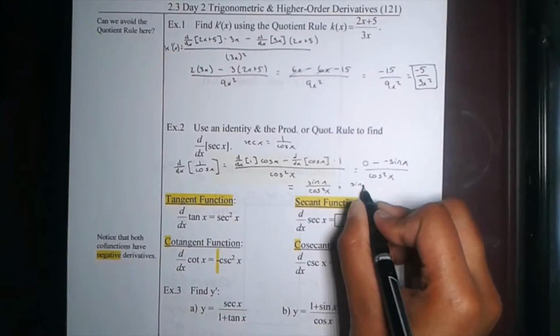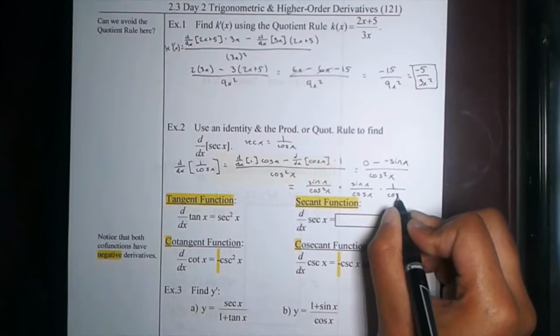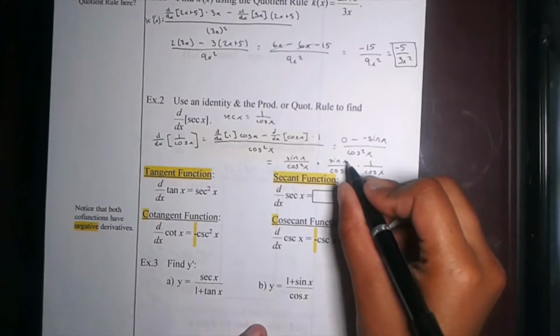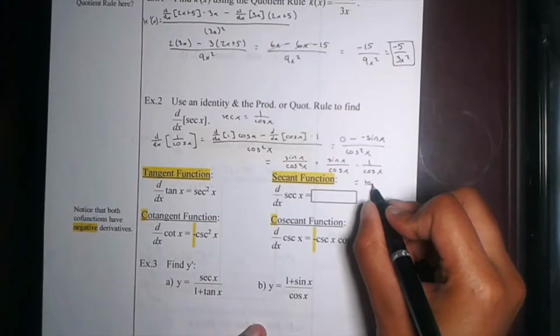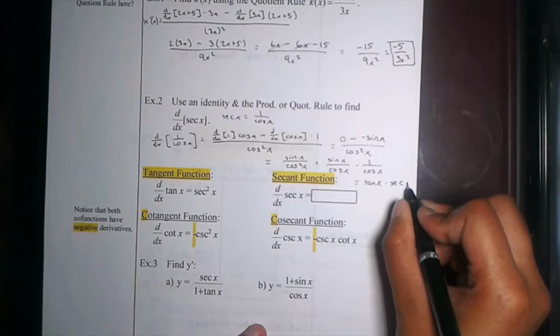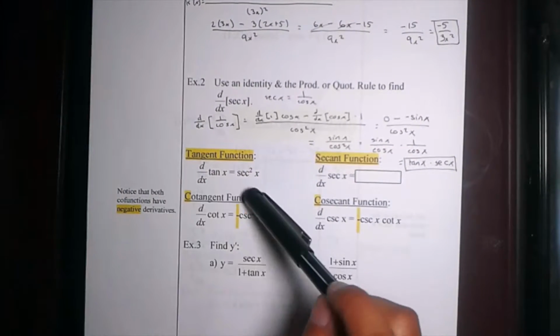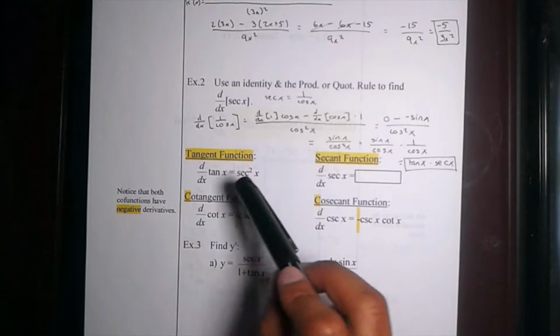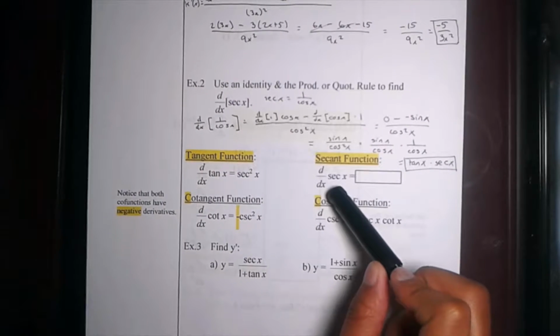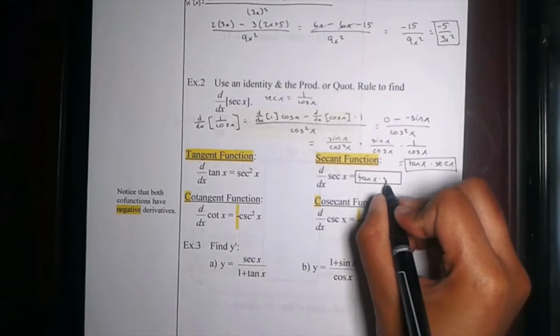And then if you split this up, sine of x over cosine of x times 1 over cosine of x, you get tangent x times secant x. And that's your derivative for secant x. So if you look here, the tangent function, if you derive it, is secant squared x, and then the derivative of secant x is what we just found, tangent x times secant x.